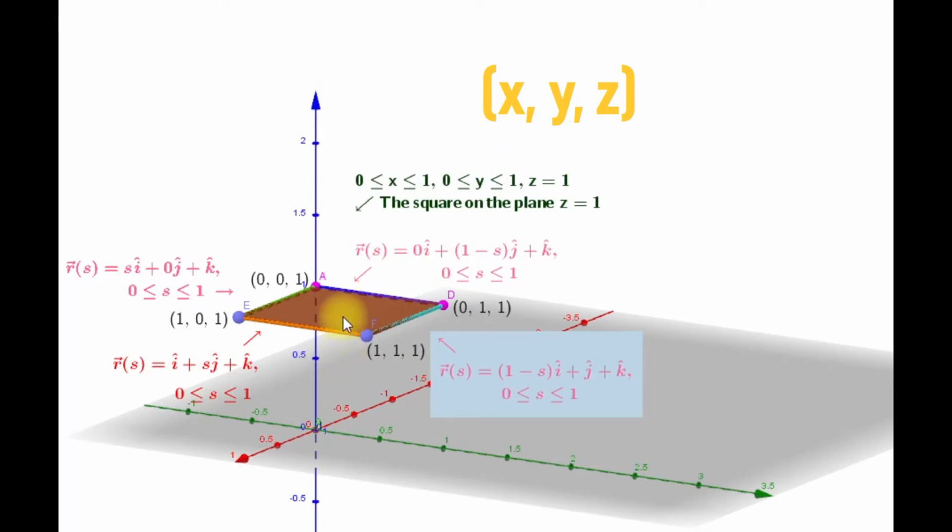That means always the third coordinate, the z coordinate, is 1. That means such triples lie on the plane z equal to 1. So this square lamina is a portion of the plane z equal to 1.